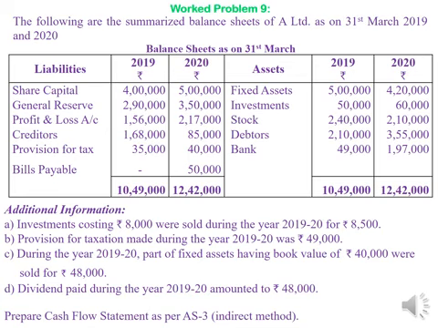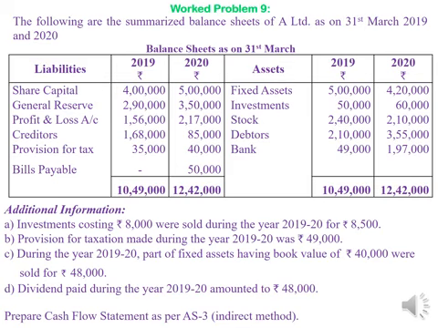Next, coming on to assets, fixed assets rupees 5 lakhs and 4 lakh 20,000. Adjustment number 3 says, during the year, part of fixed assets having book value rupees 40,000 were sold for 48,000. There are some adjustments, so some hidden items are there. Therefore, we have to prepare a fixed assets ledger account to find out the balancing figure.